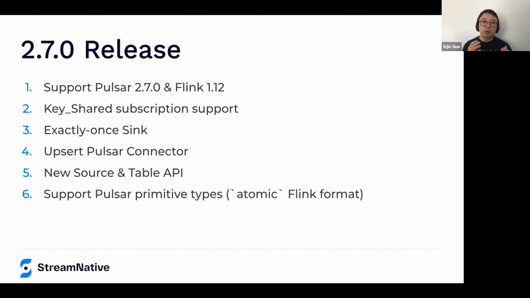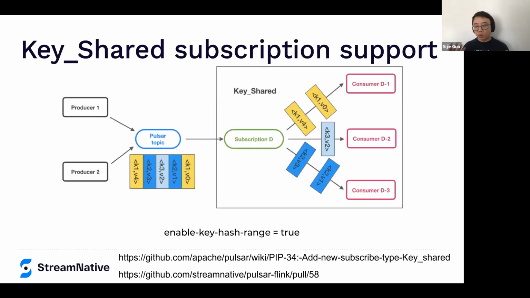So the 2.7.0 Pulsar Flink connector has a lot of additional features added on to the existing connector, which includes key shared subscription support, exactly-once sink, upsert connector, and new source and table API. And also the new connector is able to support Pulsar topics that store data in primitive types, which you can read using the atomic Flink format. So I am going to dive into the individual items.